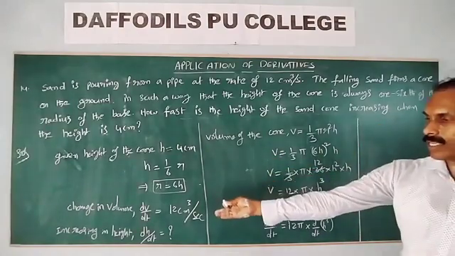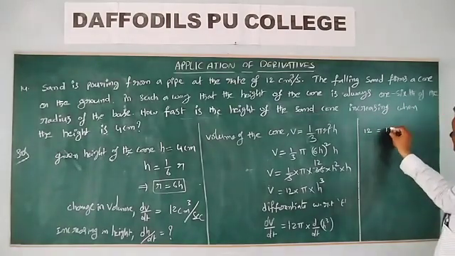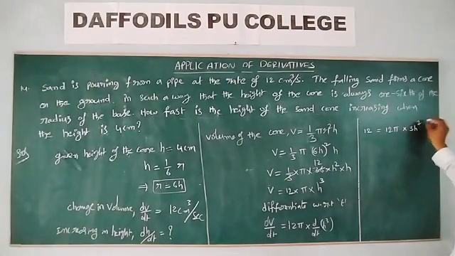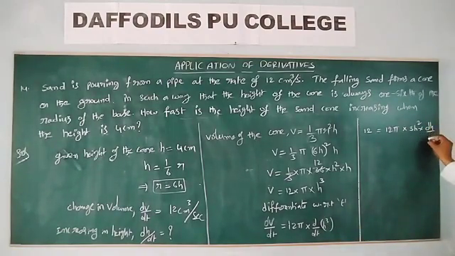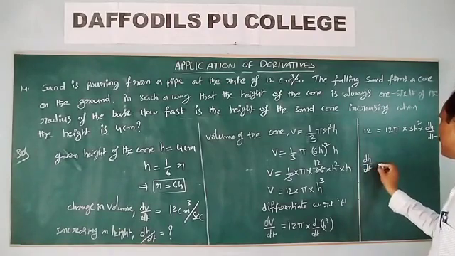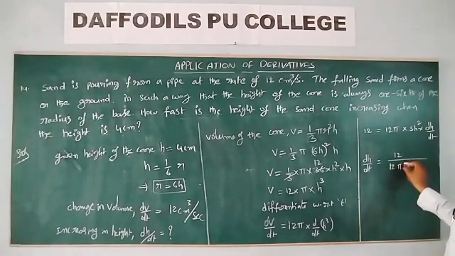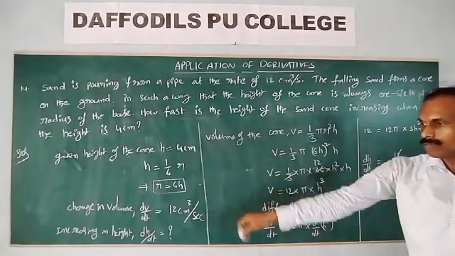dV by dt value is already given in the question. So 12 is equal to 12 pi, the derivative of 3h square by using the chain rule. h is the variable, so its derivative is dh by dt with respect to t. Therefore we want dh by dt. So dh by dt is equal to 12 divided by 12 pi into 3 into h square. 12 cancels, that implies 1 by 3 pi, h value how much?